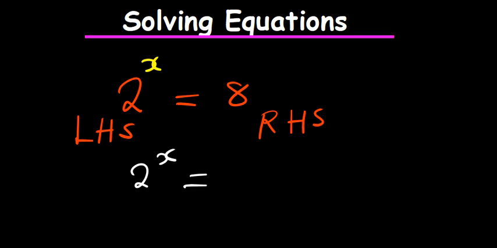We said 8 is the same as 2 times 2 times 2, right? So in this case, it's just going to be 2 to the power 3, because 2 times 2 times 2 is the same as 2 to the power 3. Now that we have the same bases on both sides, what are we going to do? We're going to cancel the bases and equate the powers. So I'm going to cancel this and cancel that, then equate them, meaning x is equals to 3.